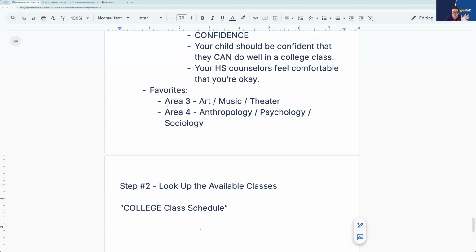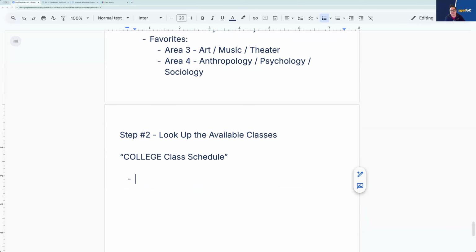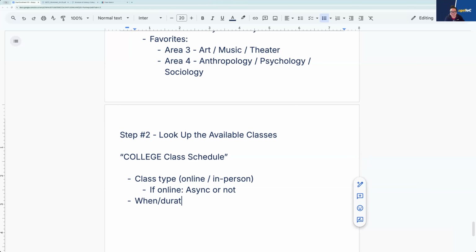So what I'm going to do is look for a few things. I'm going to look for the class type. Is it online or in person? And if it's online, is it async or not? Is it like you have to show up for a Zoom at a certain time, or do it on your own? Then I want to look at the time, or actually the duration of the class, because some summer classes have different timing. The last one I'm going to look at is the professor. So let's talk about all 3 of these.